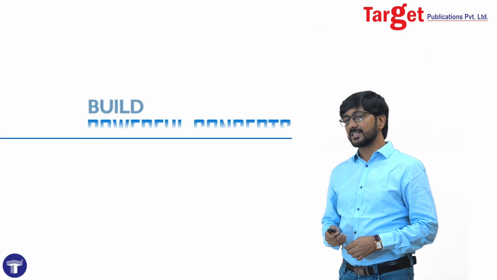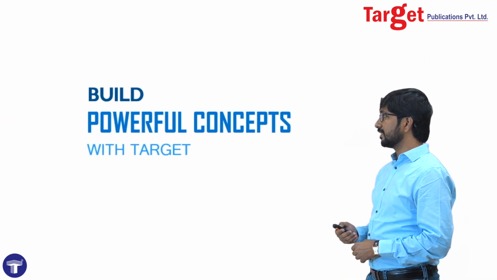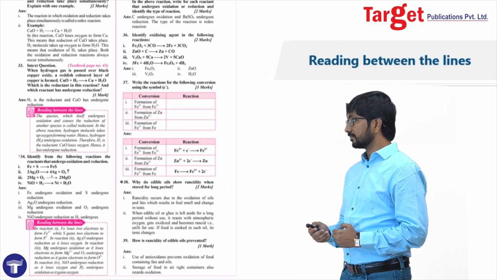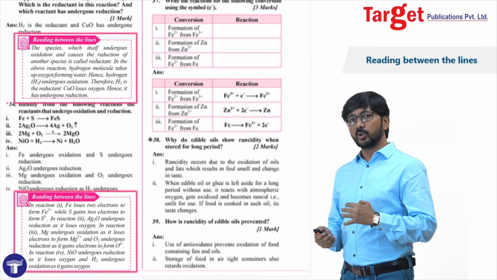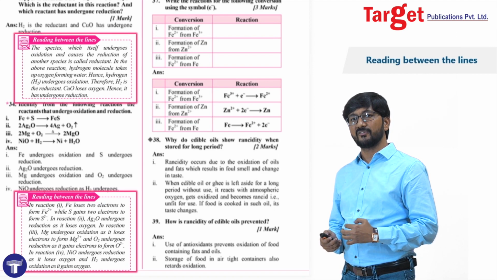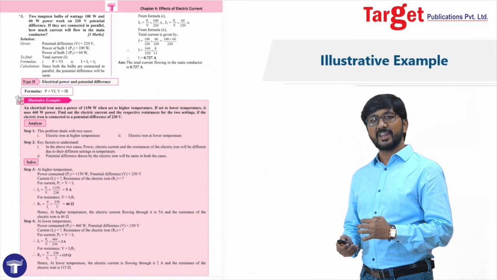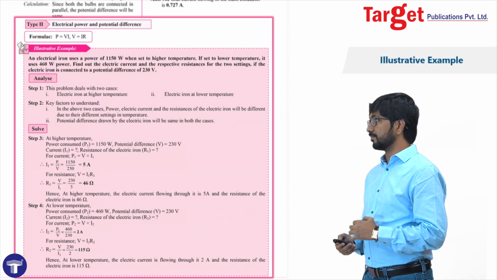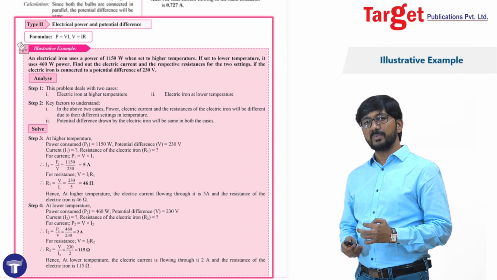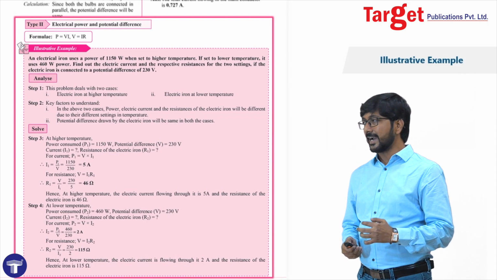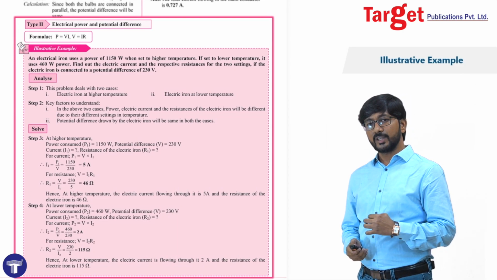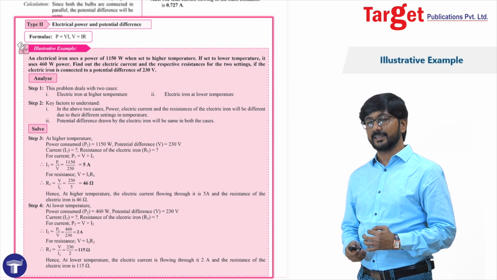To build powerful concept with target, we have included certain features in our book. For example, read between the lines. Read between the lines include more detailed explanation of a particular concept so that student can understand it in more proper way. Then we have divided numericals on the basis of their types. We have also provided illustrative examples. These illustrative examples are going to help student to understand and analyze a problem and how to solve it. So these illustrative examples are going to help student to trigger their analytical thinking.